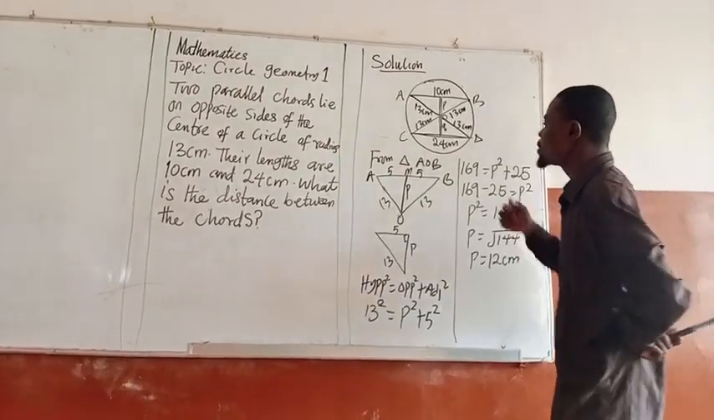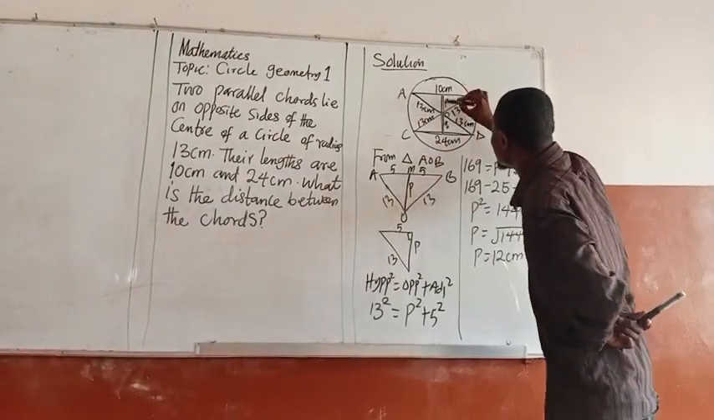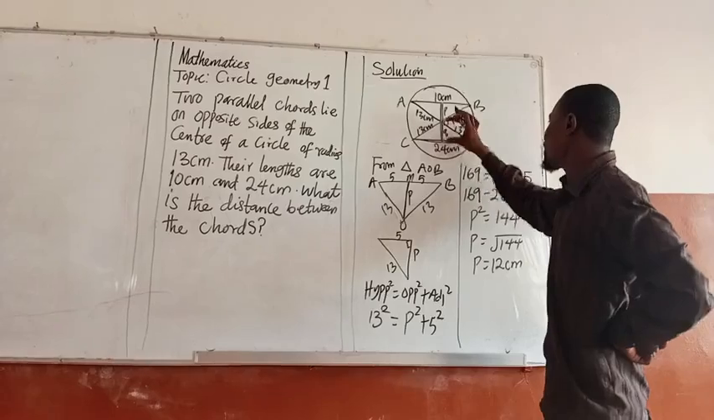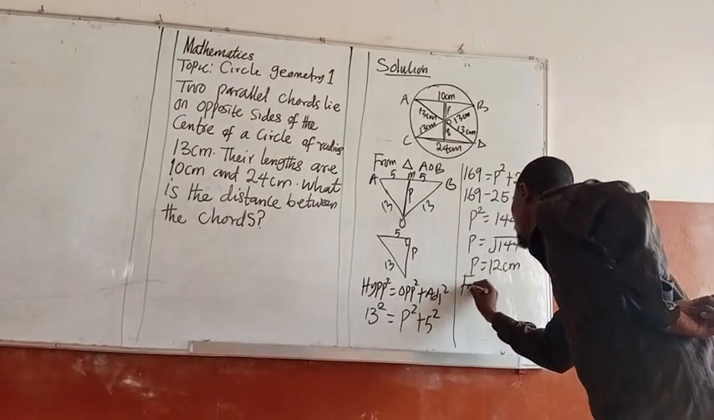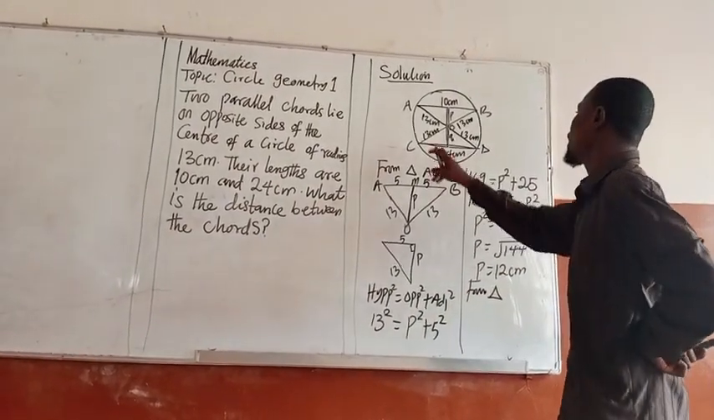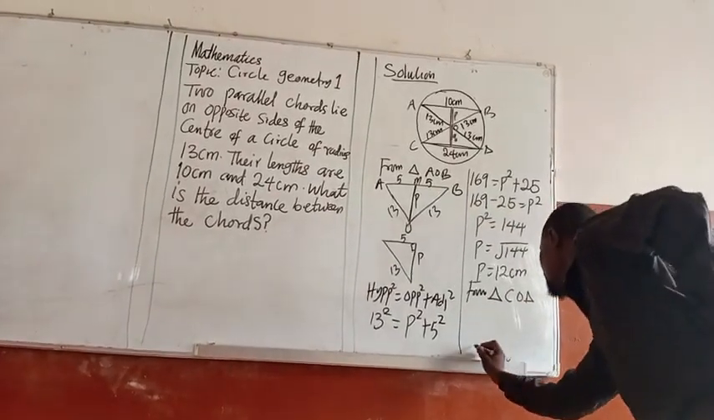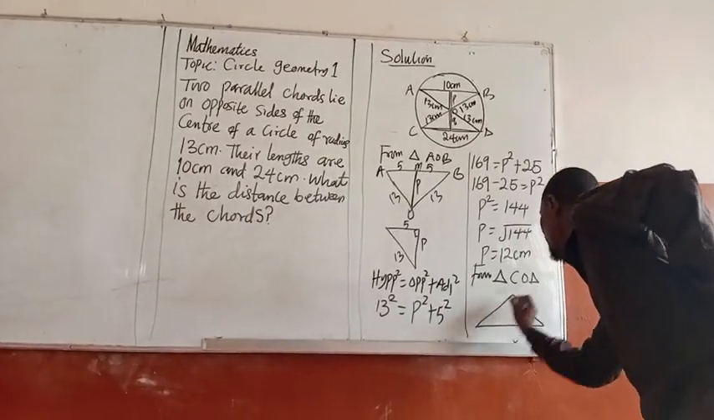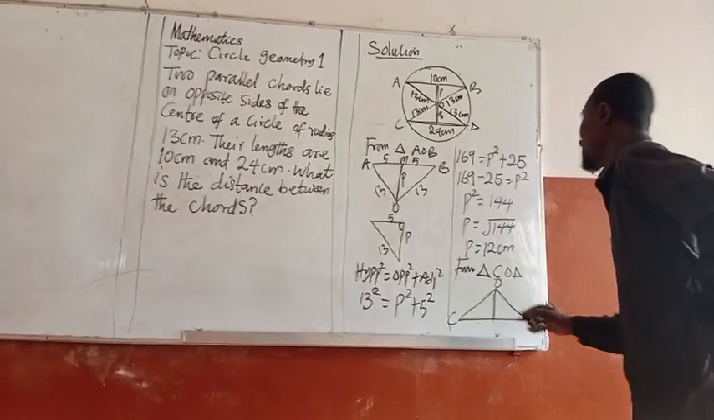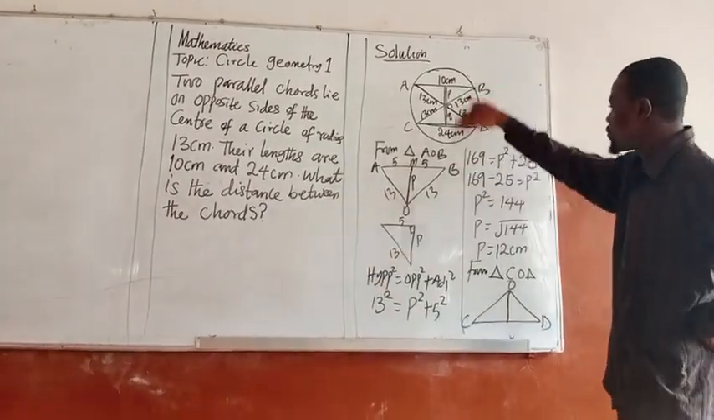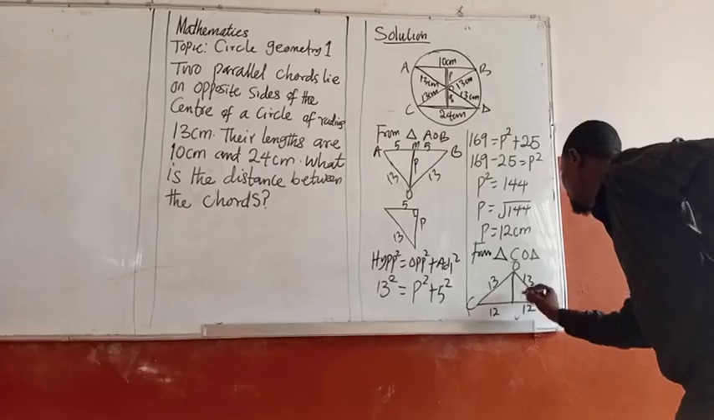But the question says find the distance between the chords. Because it's two chords, we need the line from here to here. We have to also find the distance Q. So let's say from triangle COD, we have something like this. Here is O, here is C, here is D, and there is the axis here. From here to here is 24 centimeter, which means half of it is 12 centimeter. The radius remains the same, 13, and here is Q.